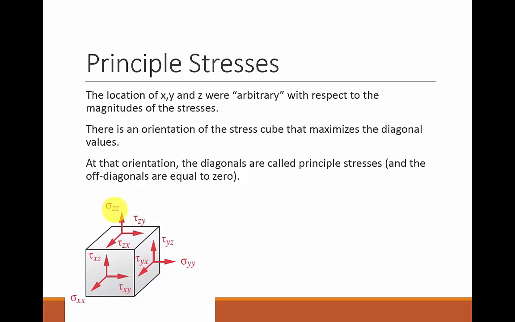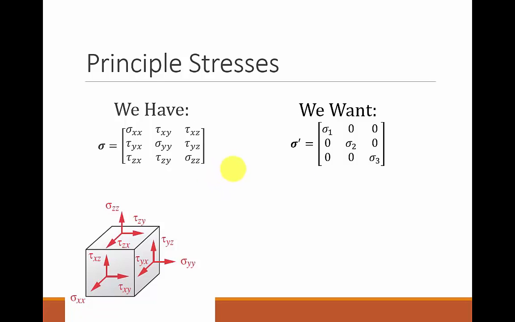Okay? And it turns out that with any stress cube, so with any stress condition that we have on an infinitesimally small piece of a part, we can always reorient our coordinate systems so that the diagonals become principal stresses, the maximum that they can be, and all of the off diagonals are equal to 0. So what we're saying is that we have these 6 values expressed in a 9-value matrix.